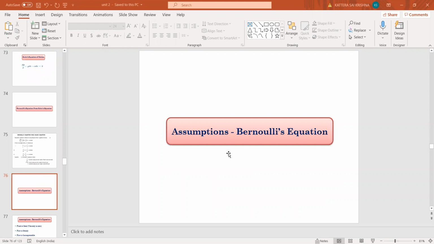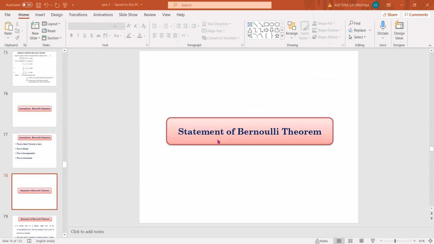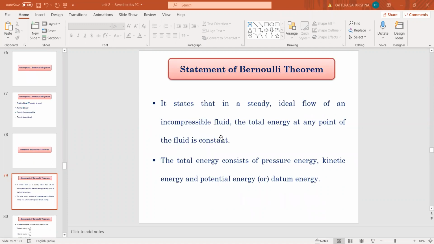Next we saw the assumptions. We assumed that the fluid is ideal, the flow is steady, the flow is incompressible, and the flow is irrotational. These are the assumptions we take when considering Bernoulli's equation. After that, we saw the statement of Bernoulli's equation: in a steady ideal flow of an incompressible fluid, the total energy at any point of the fluid is constant.